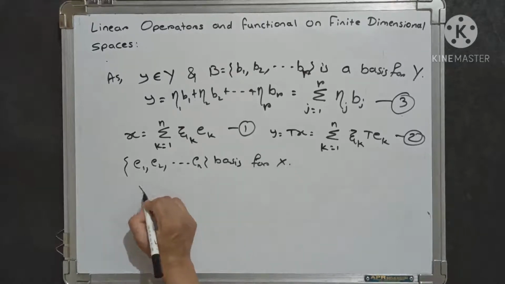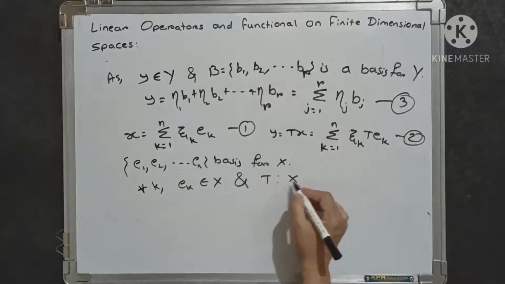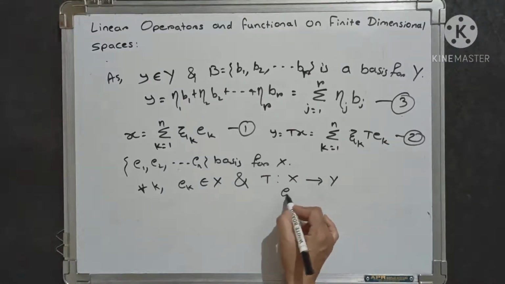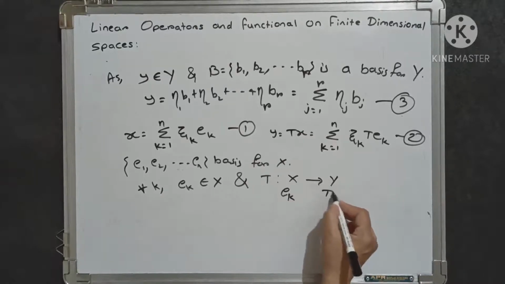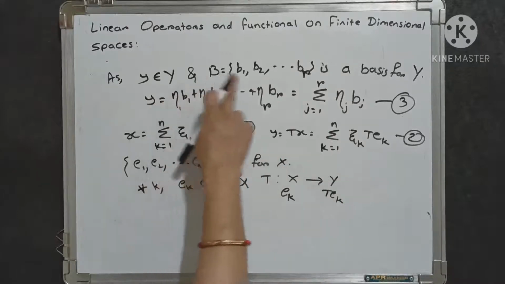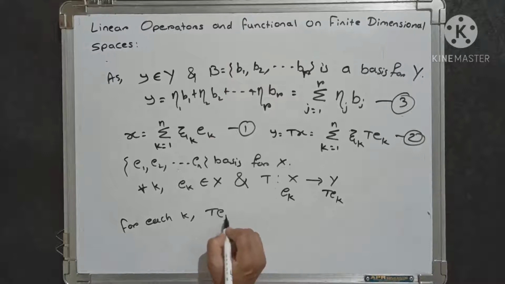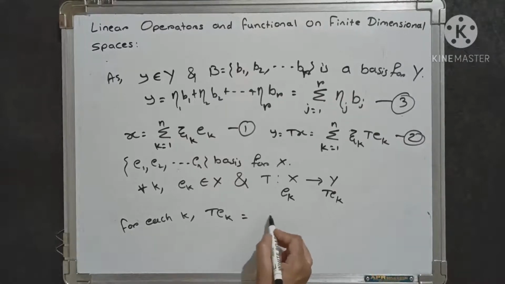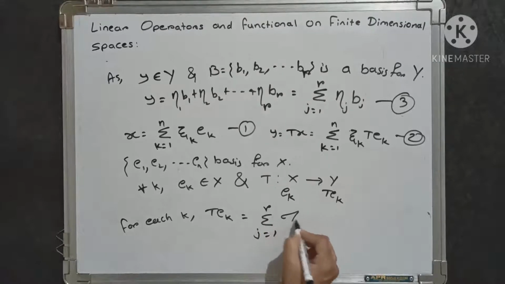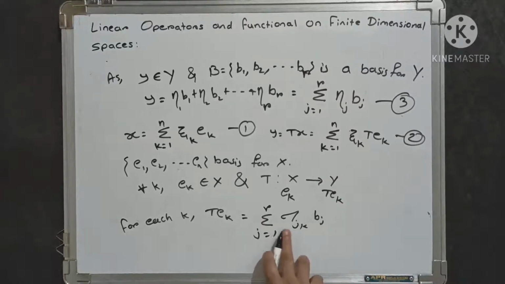capital X. As it is the basis for capital X, that means for each k, e_k is an element of capital X, and here T is the mapping, that is the linear operator, from capital X to capital Y, and therefore for each k, e_k belongs to X implies that T e_k is an element of capital Y. As T e_k is an element of capital Y and Y has a basis b1, b2 up to b_r, therefore for each k, T e_k has a unique representation in terms of the basis, and therefore for each k, T e_k equals the summation, j running from 1 to r, of τ_jk b_j.